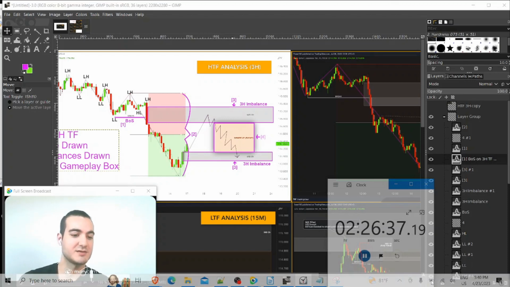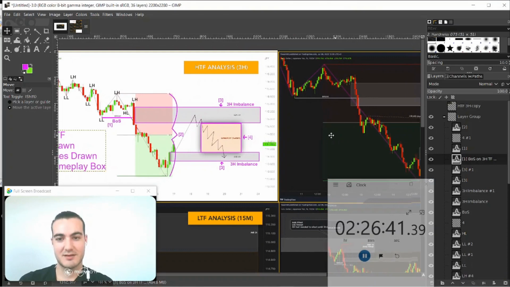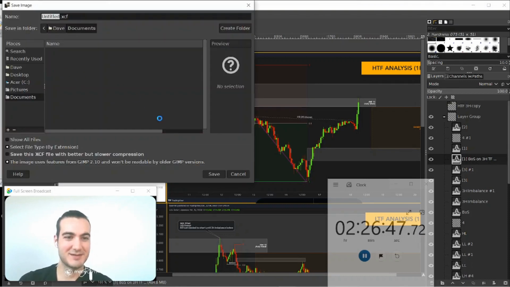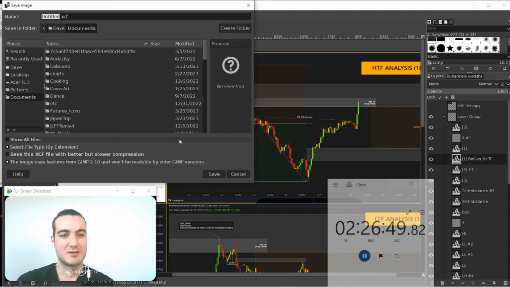My laptop was actually unplugged. That would have been really sad if we lost all of this. So let me go ahead and save, even though I don't normally save. GIMP says I'm working on them. We'll just call this play box.